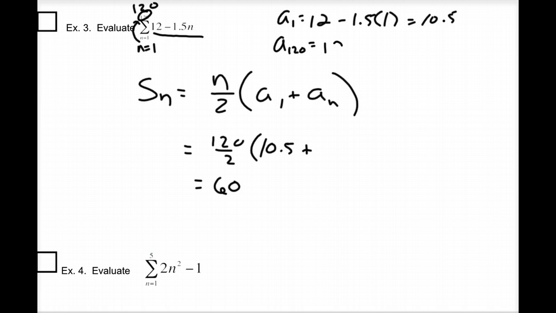So that one would be 12 minus 1.5 times 120. 12 minus a half of 120 is 60. Add that to 120, and I got 180. That's 1.5 of 120. 12 minus 180 is negative 168.